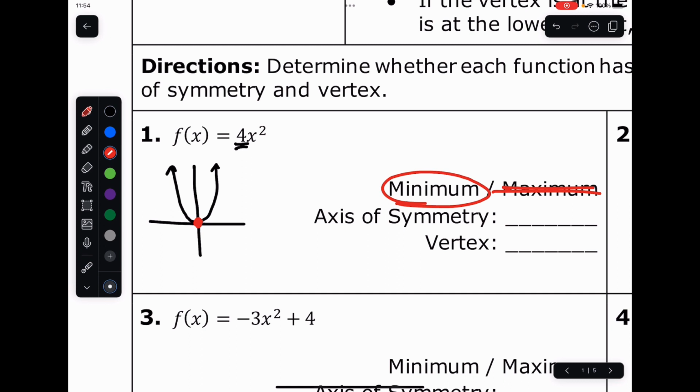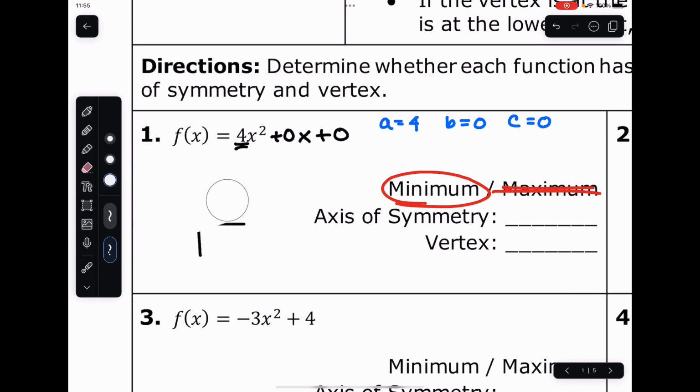Now, in order to determine the axis of symmetry, since this technically is 4x squared plus 0x, notice that we don't have an x term and we don't have a constant, so those two values are going to be 0. So the value of a here is the number 4, the value of b is the number 0, and the value of c is also going to be 0. And the way that we calculate the axis of symmetry is by using this formula here.